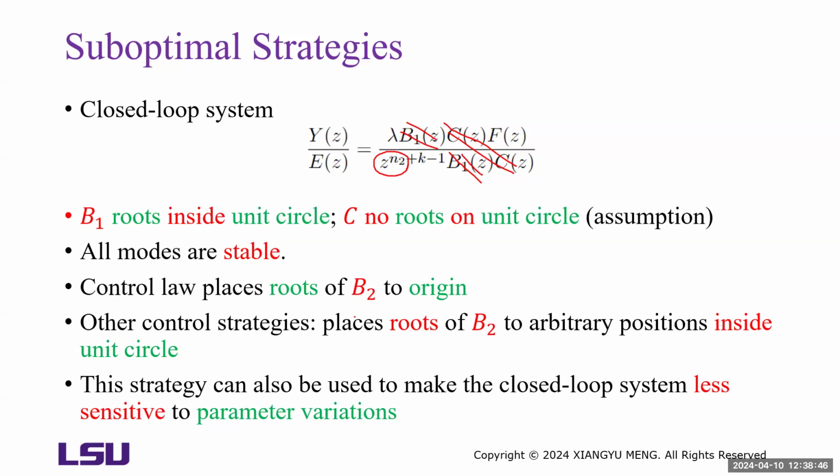There are other control strategies which, instead of moving the roots of B2 to 0, can move the roots of B2 to arbitrary positions inside the unit circle. So this suboptimal strategy can also be used to make the closed loop system less sensitive to parameter variations.